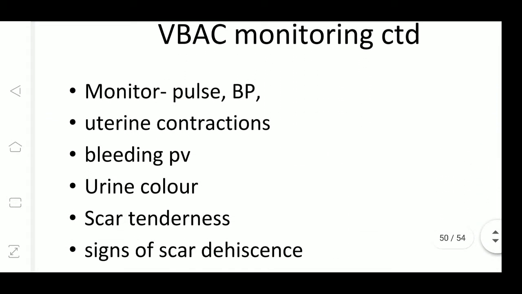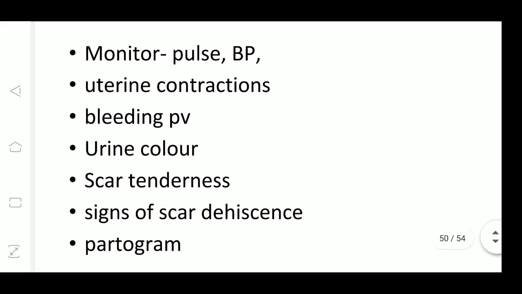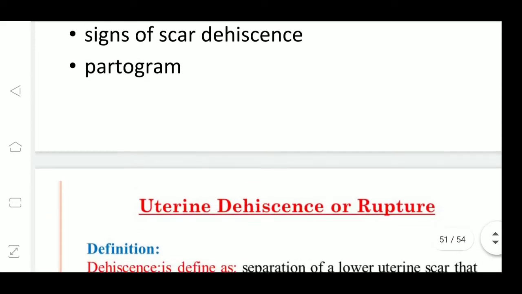We have to monitor her pulse and BP periodically, and monitor her uterine contractions, that they are regular and progressing normally. Look for bleeding PV, look for urine color, it should not be blood stained, and keep monitoring for scar tenderness, and look for signs of scar dehiscence. Also, a partogram should be started.